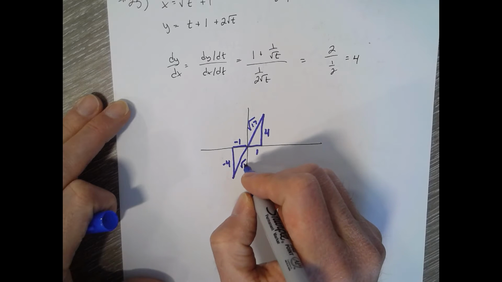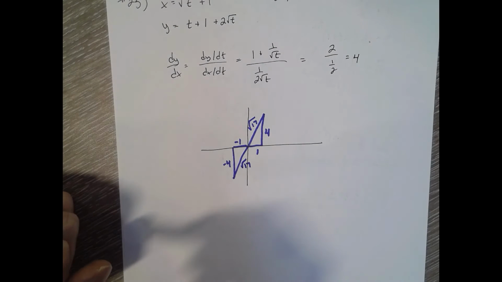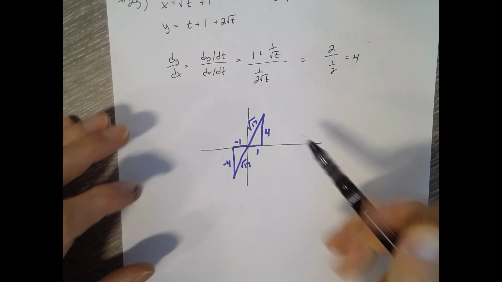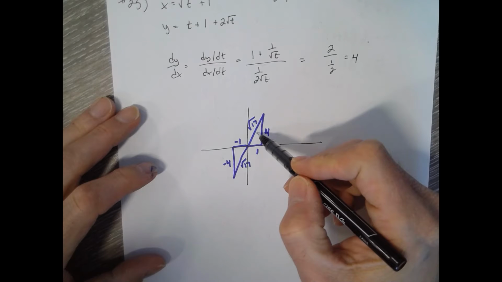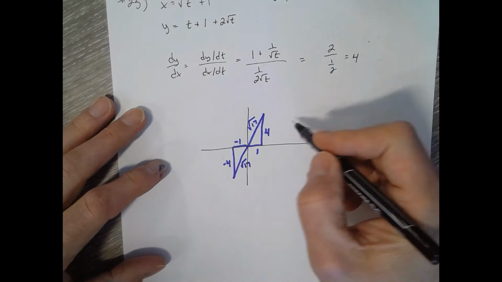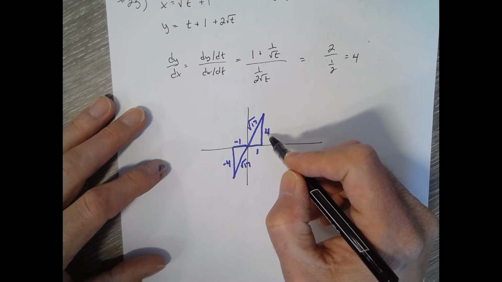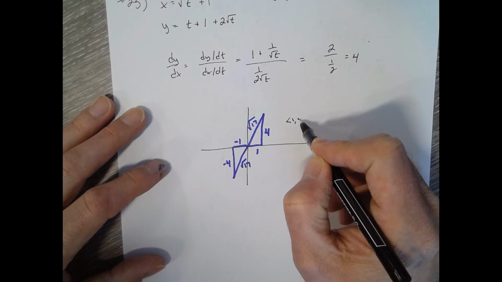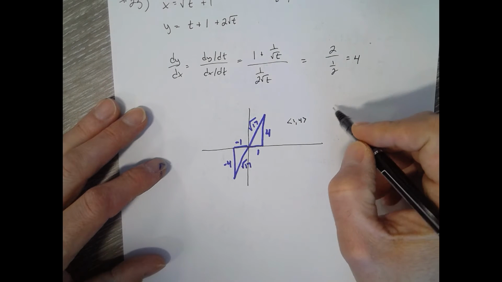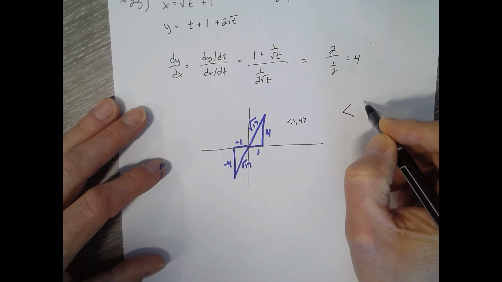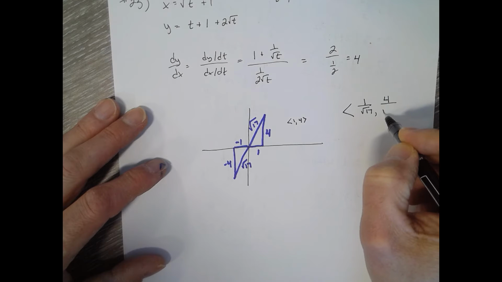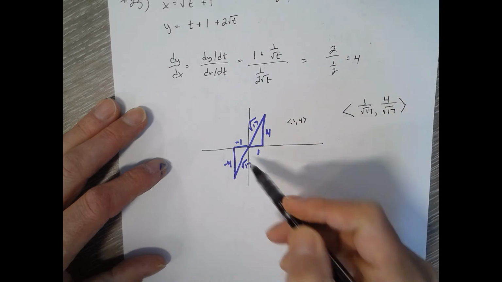Square root of 17. Okay, so we want a unit vector tangent to the curve. If it's tangent, both of these are tangents. So this vector right there is 1, 4, but it's not a unit vector until you divide by the magnitude. So this one would be 1 over square root of 17, 4 over square root of 17. That's tangent. These are the tangent ones.